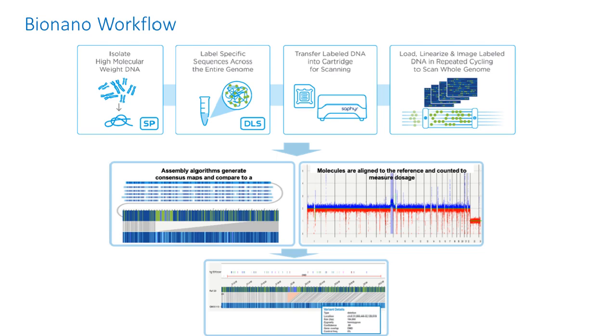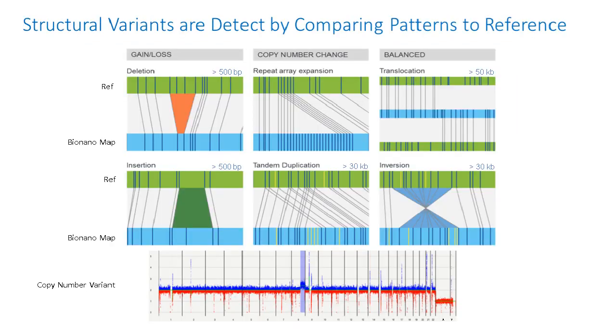And then we have two different types of algorithms. We will compare the patterns on these molecules by building a consensus genome map of them and comparing that to the reference. And then we can also simply count the molecules as they appear throughout the genome, normalize that to get a copy number call that is very similar to the data picked up by array. And then the combination of these data sets is annotated and displayed. And we can call these different structural variant types by comparing these patterns with the reference genome.